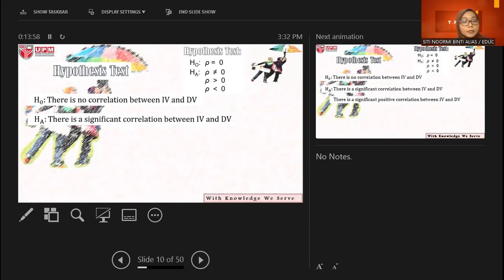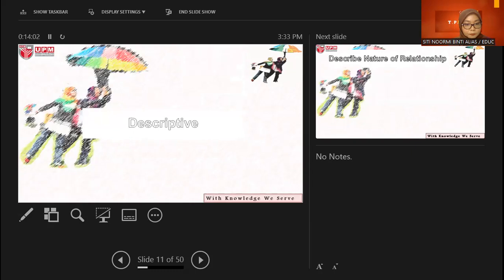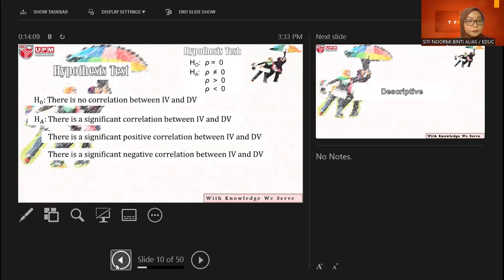Okay, and then for our research hypothesis, there are 3 options. There is a significant correlation between IV and DV. So when we mention hypothesis, please remember that there are three possible types of writing our hypothesis, either it is one tail or two tail.